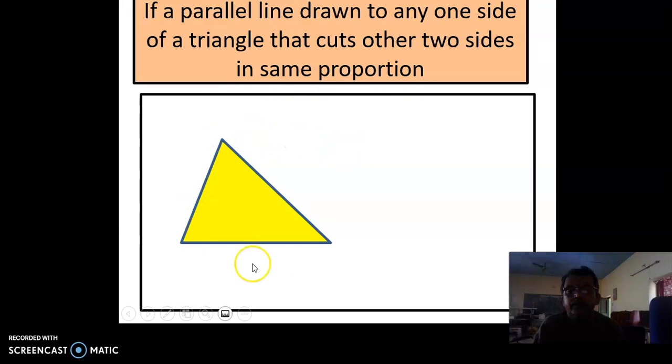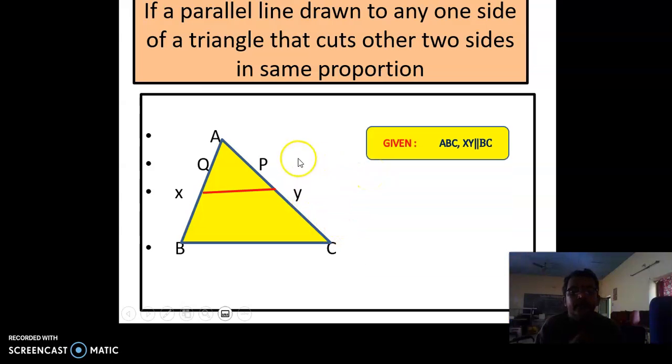For example, here ABC is a triangle. XY is a line drawn parallel to BC. It cuts the other two sides, that is AB and AC, in equal proportion. That means AX by XB equal to AY by YC. We have to prove this.